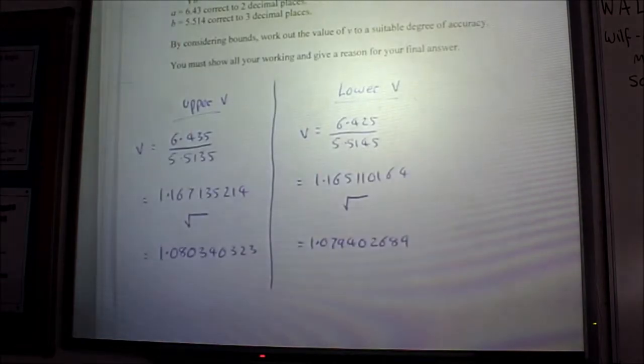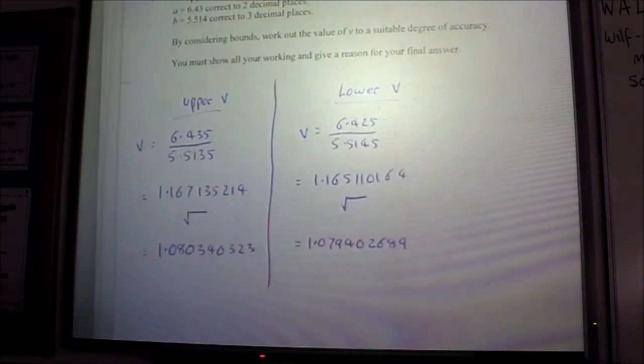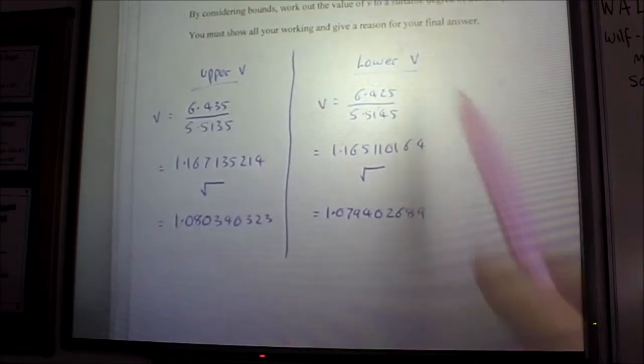Question number 10. Just a small formula here, it's about bounds again. Work out V to a suitable degree of accuracy. You must show all your workings, and here's all my workings.